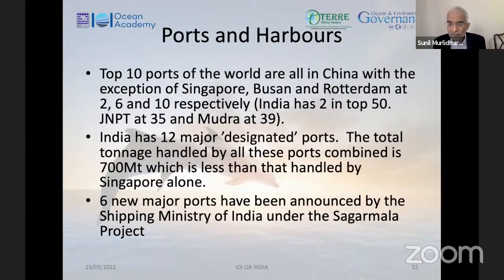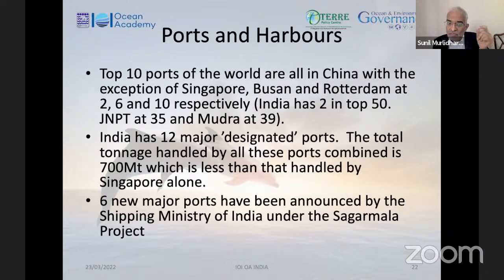India has only two ports in the top 50 in the world: JNPT, the Jawaharlal Nehru Port Trust near Mumbai, or Nhava Sheva, at 35, and Mundra at 39. India has 12 major designated ports. You have to designate your port, just like you designate your airport as an international airport, which means international flights may come and go.